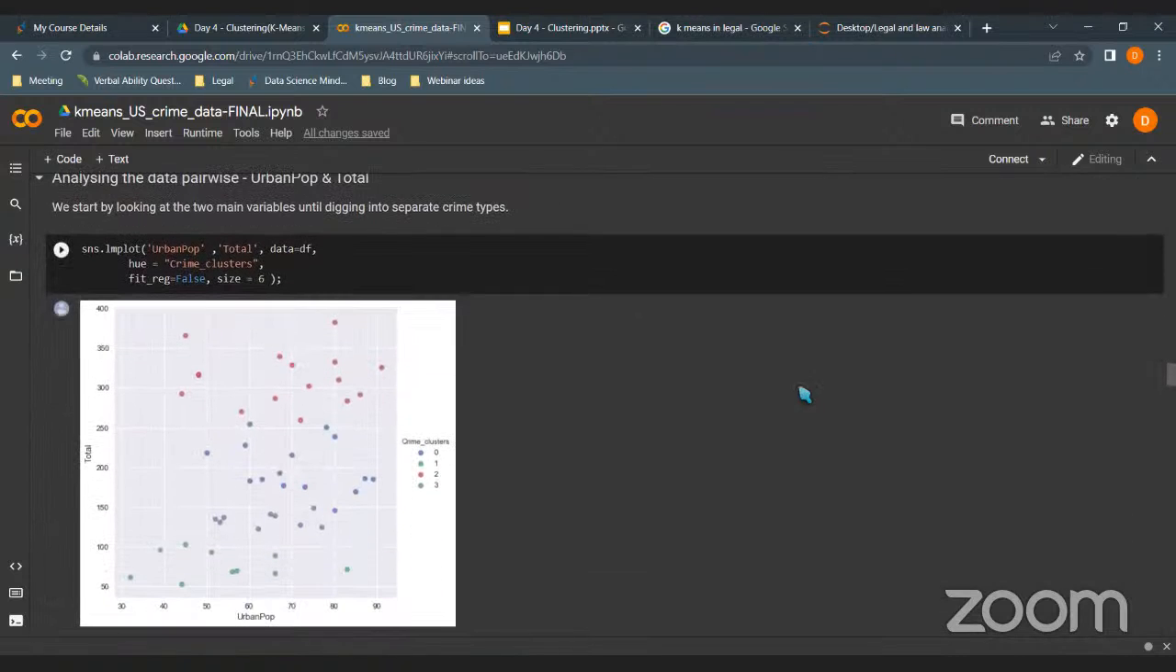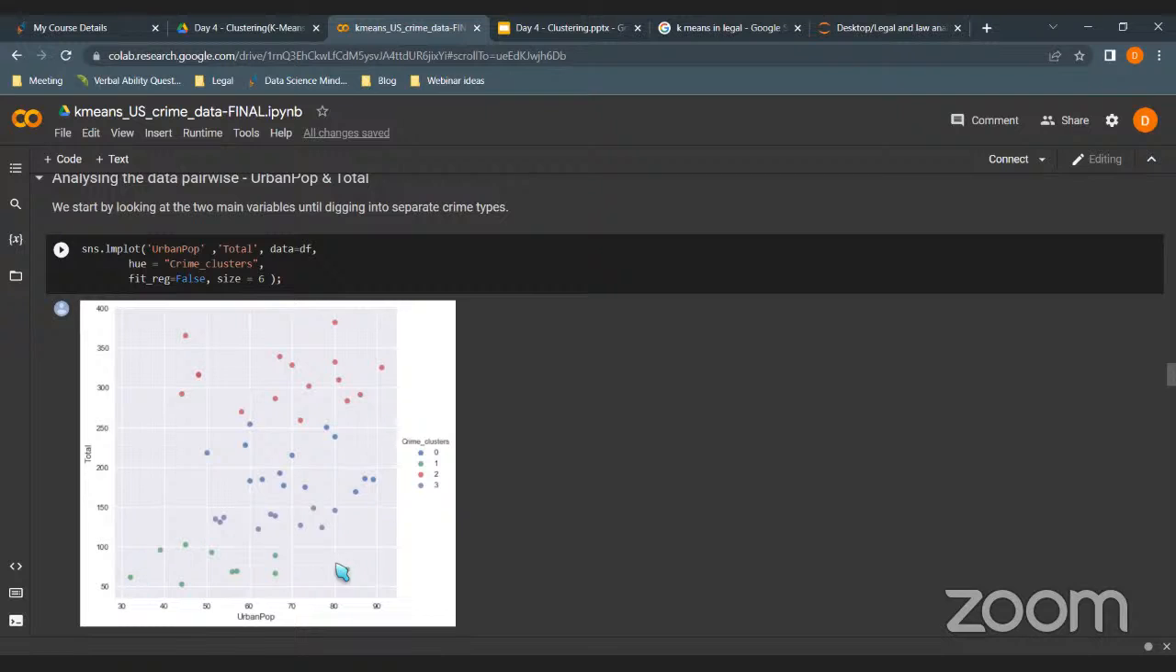Just a second. This is the number of clusters formed: 0, 1, 2, 3. So the total number of clusters formed is 3. And here we are comparing the urban population to the total arrests. This shows the total arrests, and this shows the urban population.